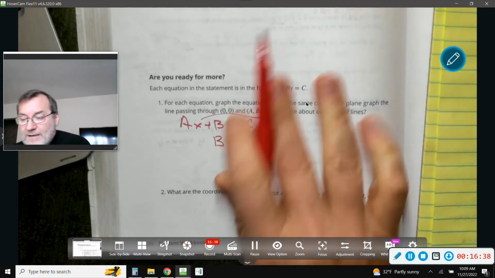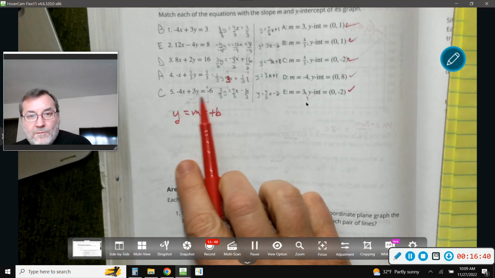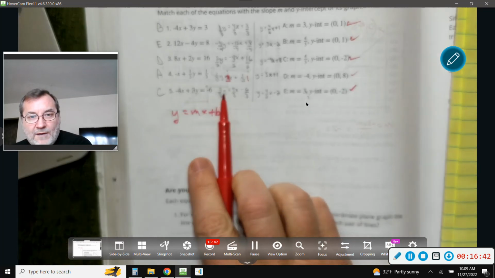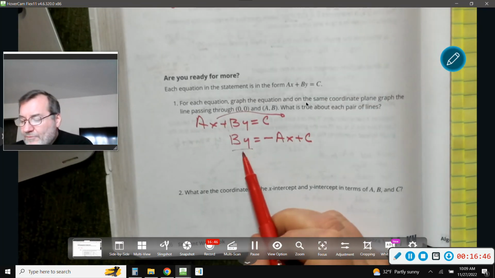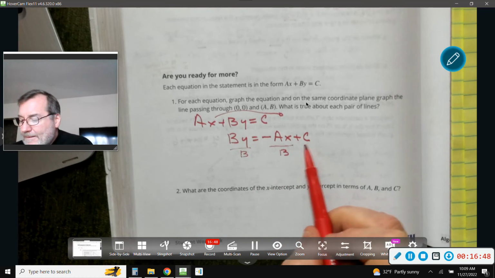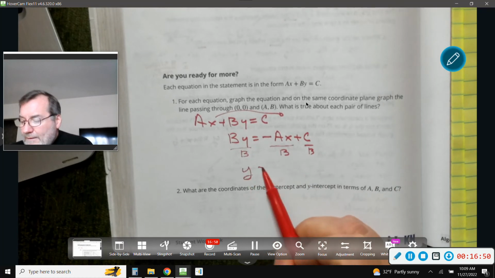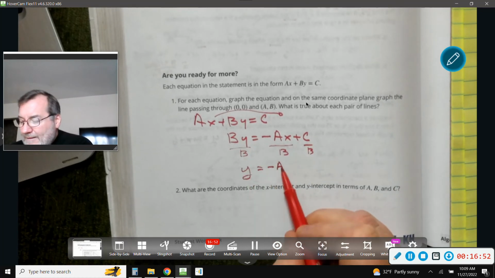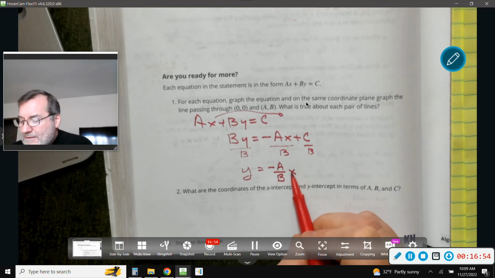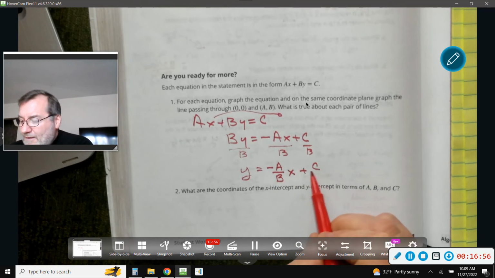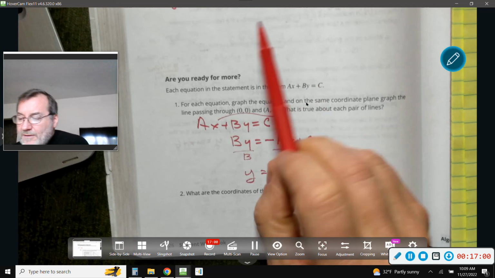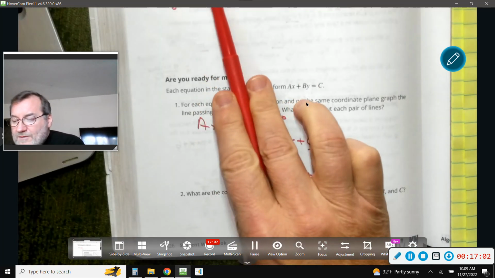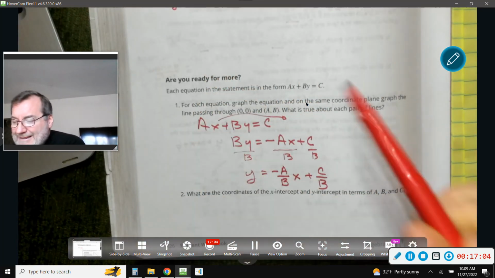And then what was the next thing that I did up here? Well, then I would divide by whatever number was hanging out in front of the y. So I'm going to divide both sides by b. y equals negative a divided by b x plus c divided by b. So if I took this and I just simply put in these values up here, I could actually get this. Let me show you.